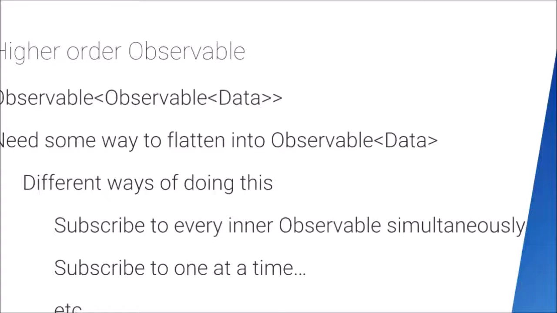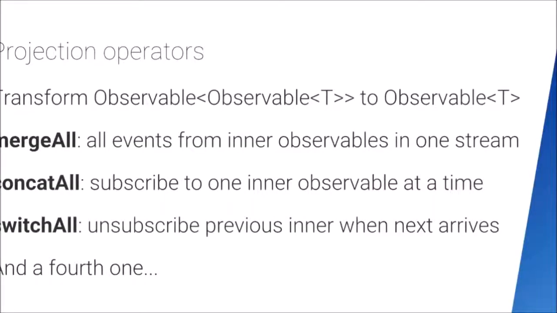Do we subscribe to every HTTP call at once and return the results in whatever order they come back? Do we wait for the first one to finish before we do the second one? There's lots of different options there. And Rx has operators for each of these. So these are the projection operators. They all accomplish the same task of turning a higher order observable, right, an observable of observables, into a lower one, but each with a slightly different kind of behavior.